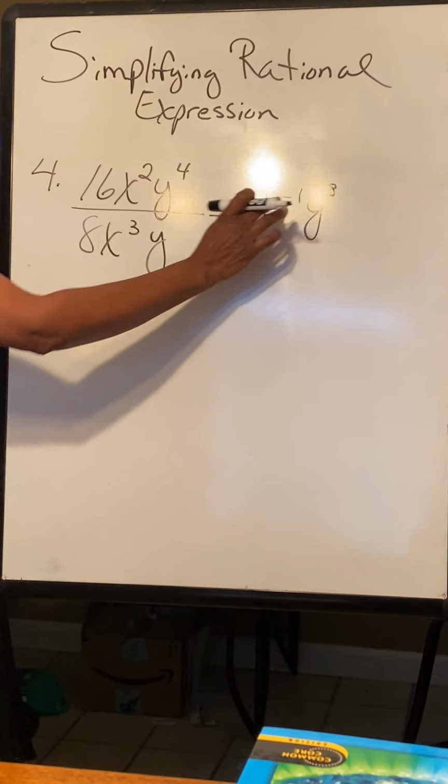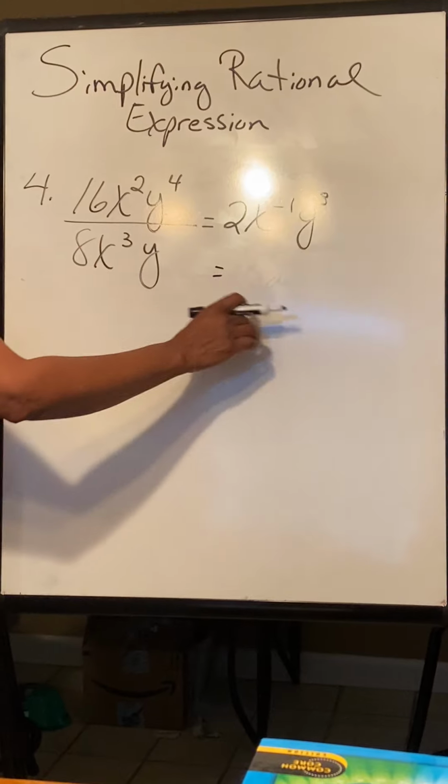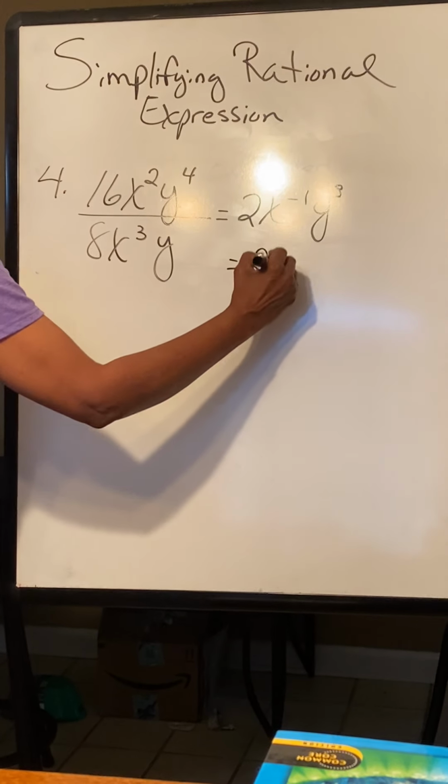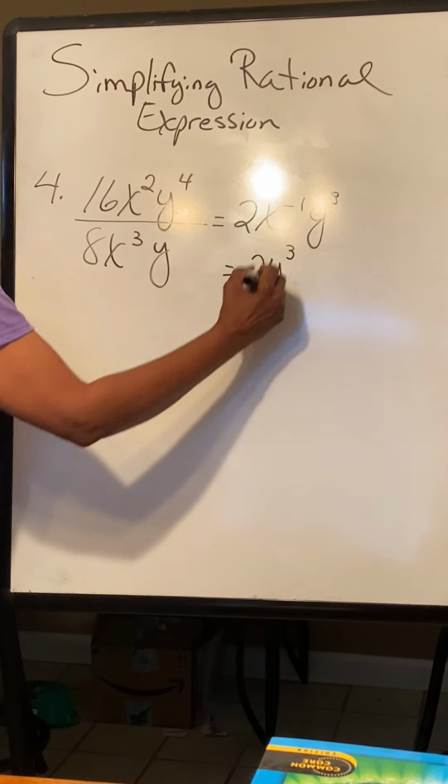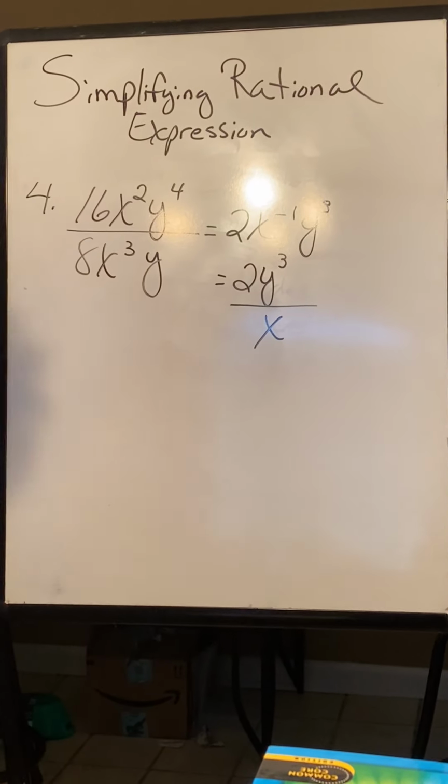I have a negative exponent. I need to make it positive. In order to do that, I need to bring that down to my denominator, so my answer is 2y cubed over x. Bring the x down to your denominator. As you do that, that makes the exponent positive.